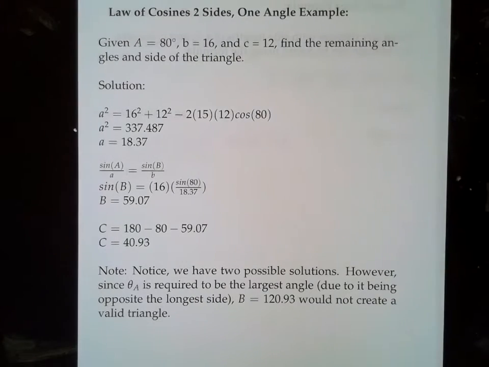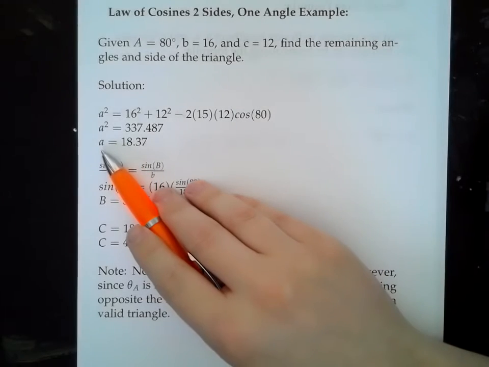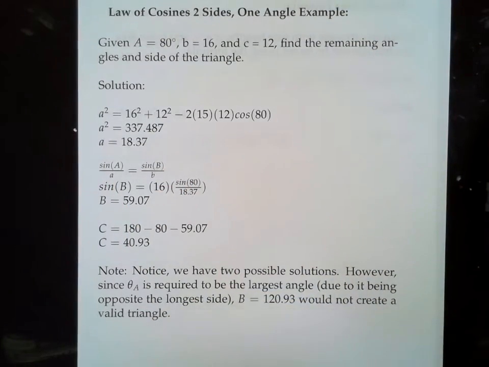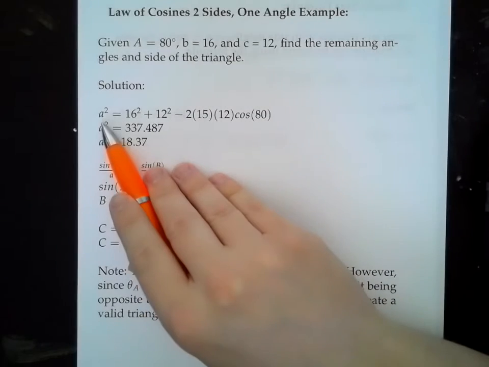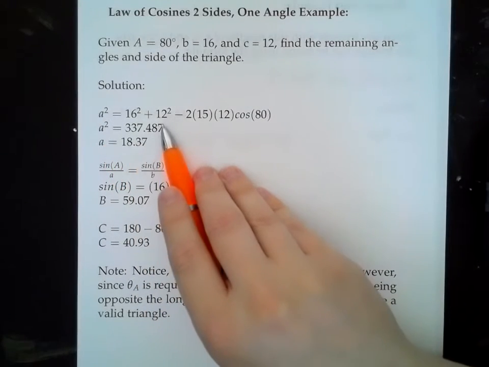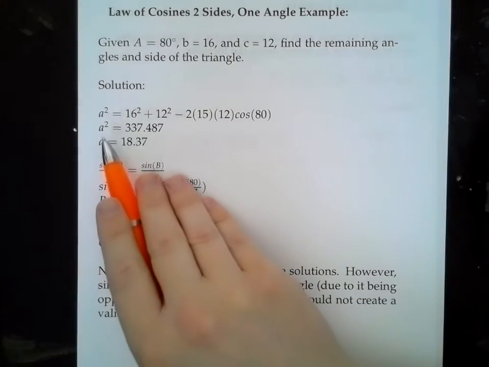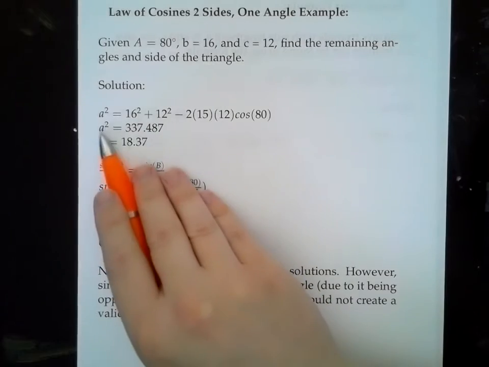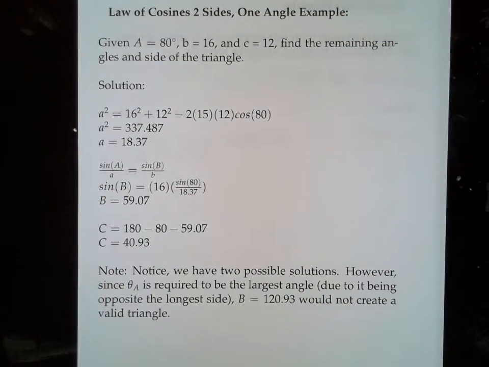So what I'm going to do is start by finding A, because of course A is going to be that missing side, and like I mentioned, I like to find all my sides first before I go down and look for my angles. So in this case, I get A squared is equal to 16 squared plus 12 squared minus 2 times 16 times 12 times cosine of 80, which is giving me A squared is equal to 337.487, so I take the square root of both sides, giving me A is equal to 18.37.